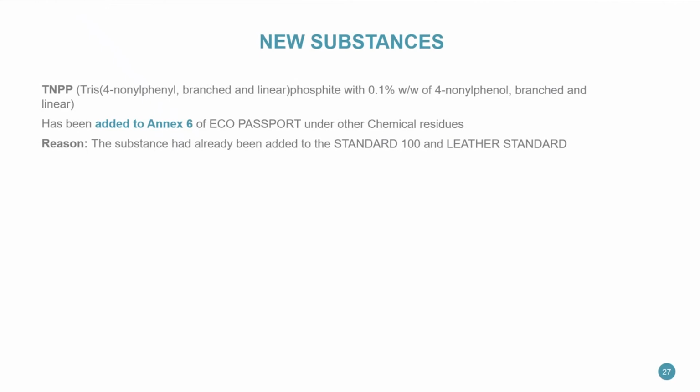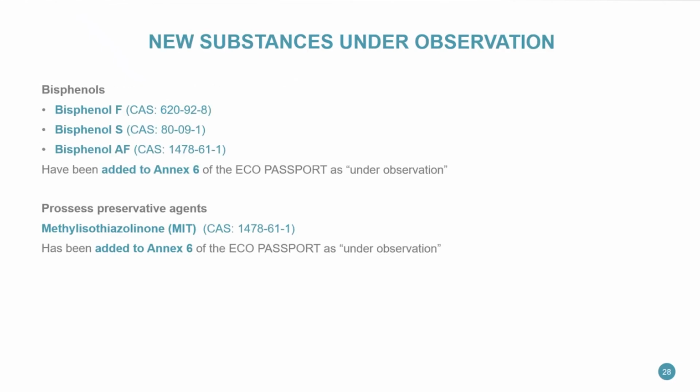as synergistic as possible with our standards, so that if someone has an ECO Passport certified chemical, they would be able to get certified for Standard 100 or Leather if that chemical was added to a textile. Next, we have substances that are under observation. These are the same that we saw before. Those are these 3 bisphenols that were added, as well as the process preservative MIT.